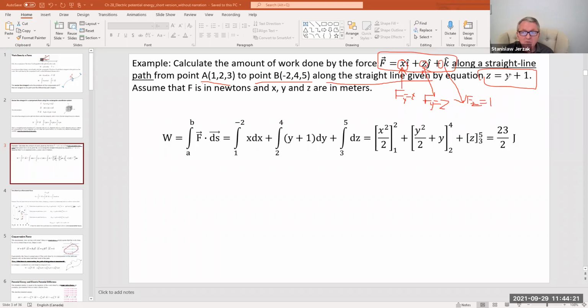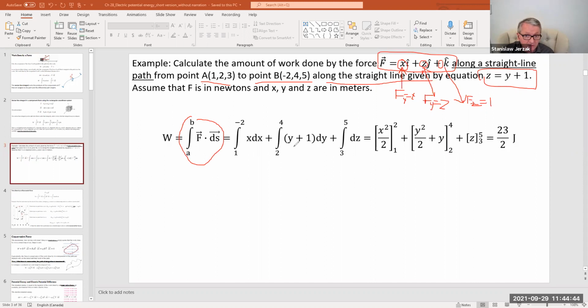So this displacement would be in the zy plane. There is no x here. The slope, what is in front of y, would be equal to 1. This is the intercept. So the displacement is along this type of line. So I can replace this integral by the sum of these three integrals.